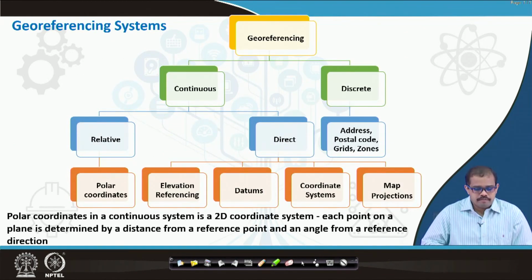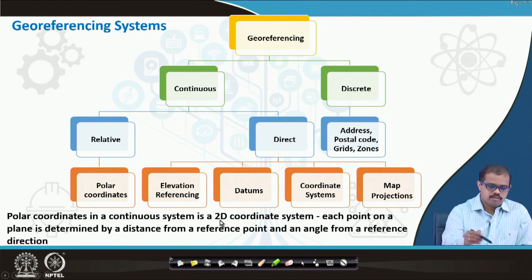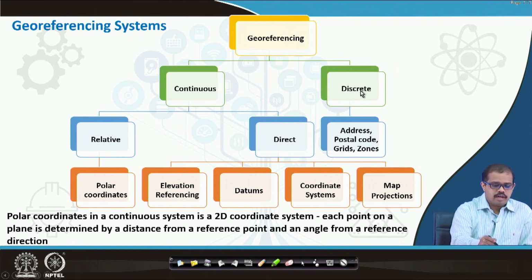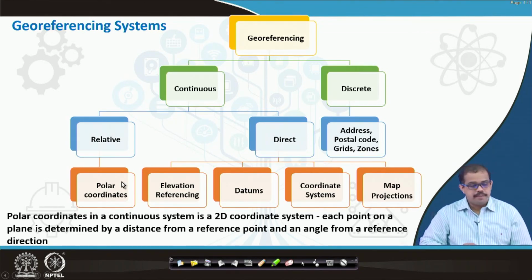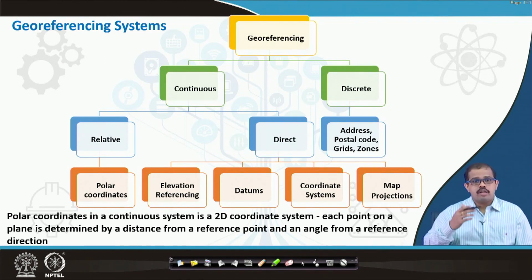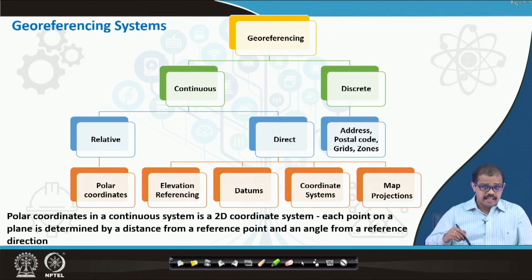So when we look at georeferencing, as I said, we have two types. One is the continuous georeferencing, other one is the discrete georeferencing. And when we look at continuous georeferencing, it is divided into two types. One is relative, other one is direct. Okay, so when we look at relative, it is based on polar coordinates. Polar coordinates is a continuous system in a 2D coordinate system. Each point on a plane is determined by the distance from a reference point and angle from the reference direction.